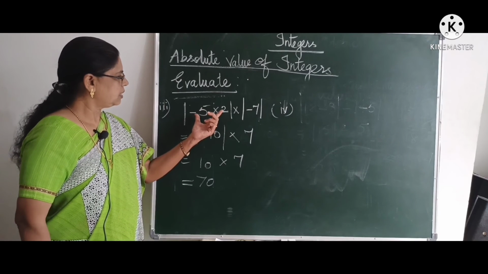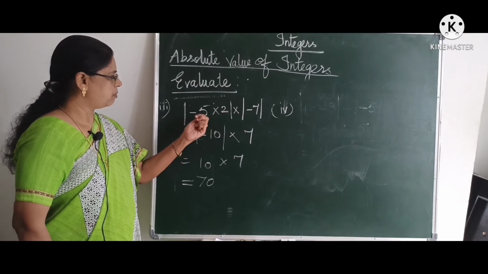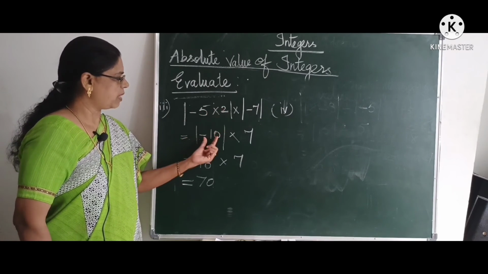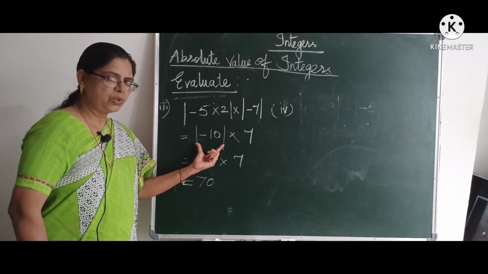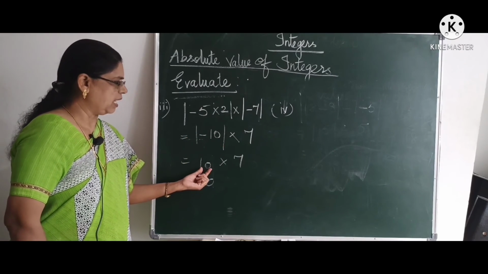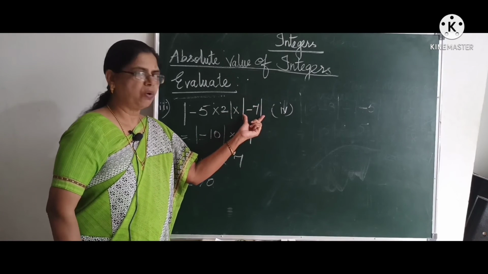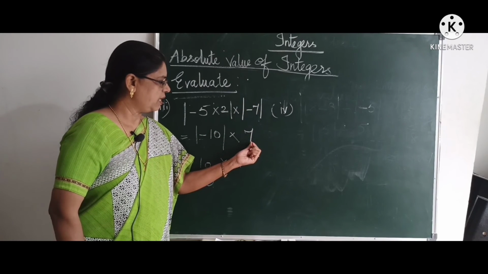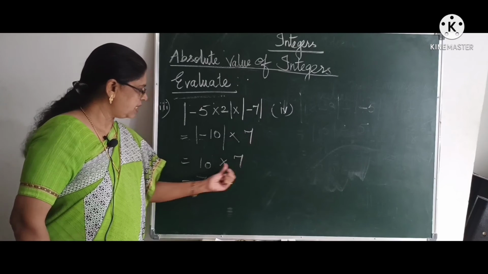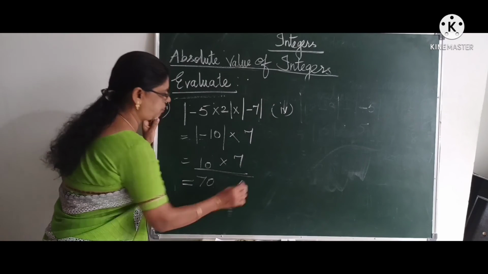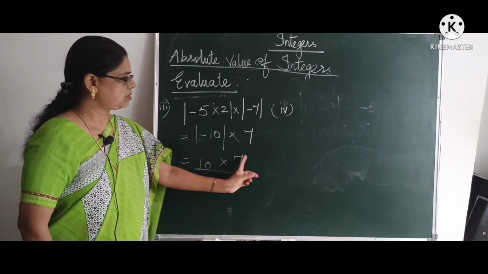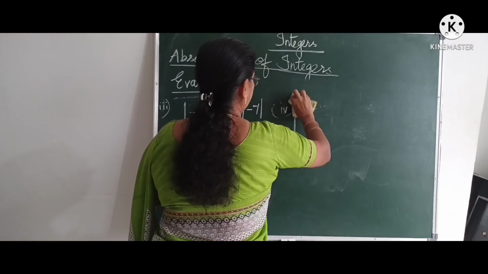First, find the product of these two numbers. Minus 5 into 2 is minus 10 and then the absolute value of minus 10 is 10. Next, the absolute value of minus 7 is 7. So copy down 7 here and then find the product of 10 and 7. 10 into 7 is 70.